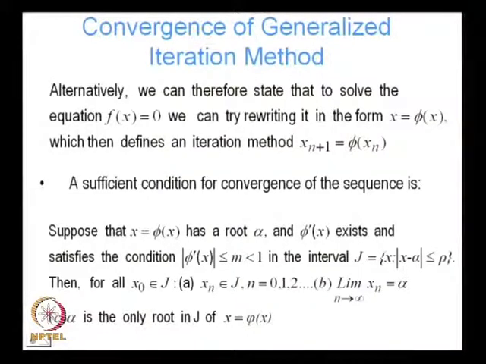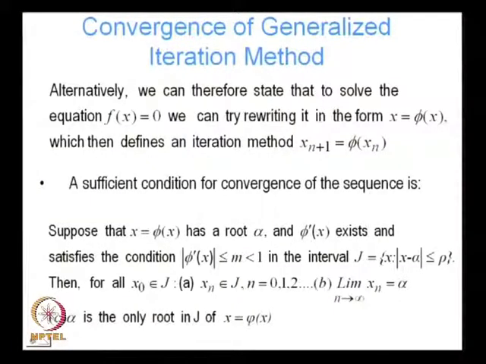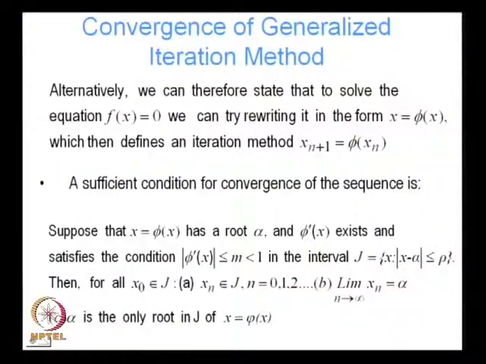So, it is a very beautiful concept. It says that when I start with any value which is within a certain neighborhood of the root, and the derivative exists within that neighborhood and is bounded, then I am bound to get convergence, because my sequence x_n, in the limit n goes to infinity, is going to tend to alpha. Number three, alpha is going to be the only root in J of x equal to phi(x). So, if I satisfy these conditions, then these are going to follow.